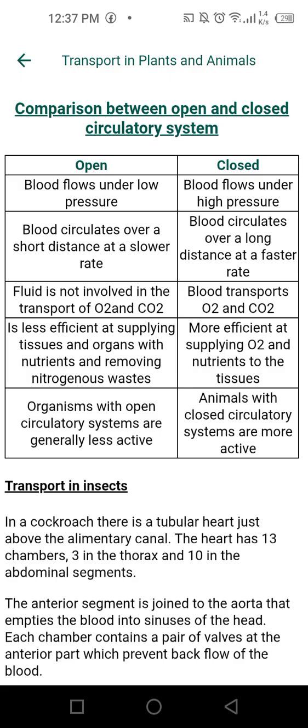Fluid is not involved in the transport of O2 and CO2; blood transports O2 and CO2. Open is less efficient at supplying tissues and organs with nutrients and removing nitrogenous wastes; closed is more efficient at supplying O2 and nutrients to the tissues. Organisms with open circulatory systems are generally less active. Animals with closed circulatory systems are more active.